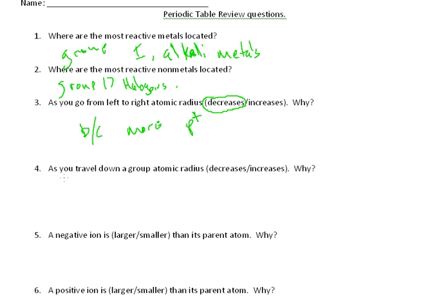Now let's compare that to our group trend. As we travel down a group, what happens to atomic radius? Well, atomic radius is going to increase because if you looked at the electron configuration, elements in the first row of the first group just have one shell. Elements in the second row of the first group have 2 shells of electrons. Elements in the third period have 3 shells, and so on and so forth. So that means they are getting larger because we are adding shells.